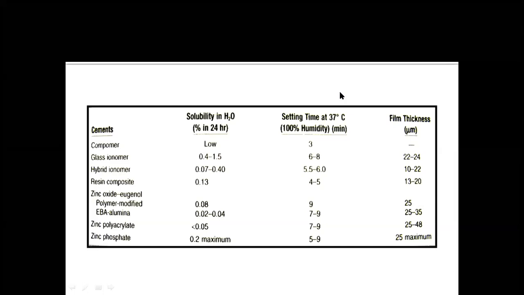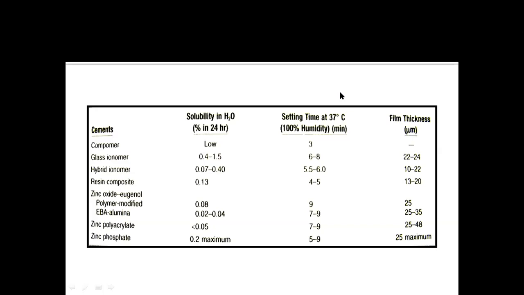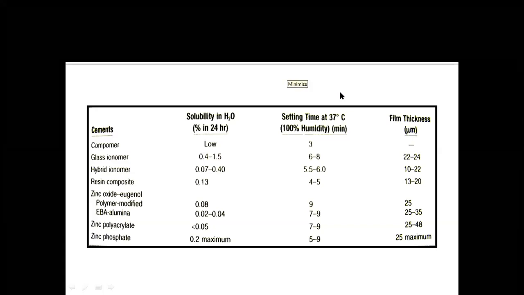Zinc polycarboxylate has more solubility than zinc phosphate. As per these numbers, polycarboxylate is not mentioned here. I'll check for polycarboxylate and let you know, but in the tabular columns they have not mentioned it, so I'll re-verify. I have a PPT of cements also, we'll see through it once again. Till then we'll brief what is there in the tables given in the textbook. These are all just textbook values from Phillips, and then we'll recheck individual cements also.